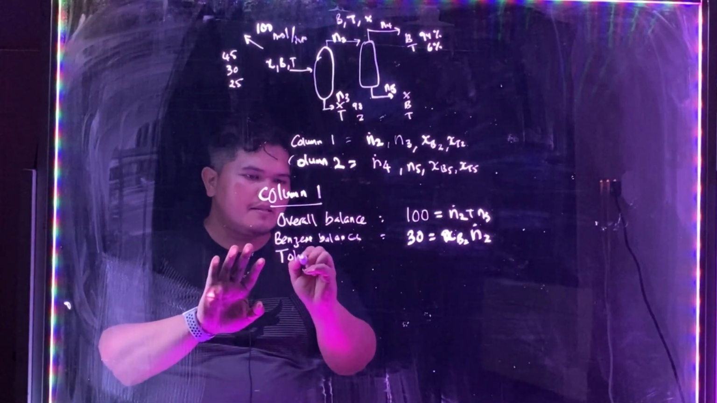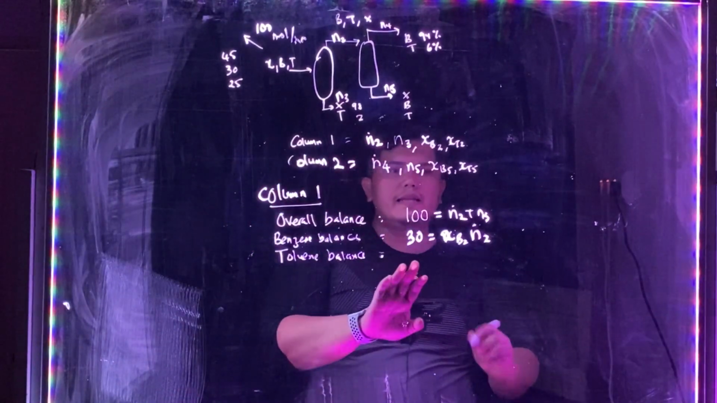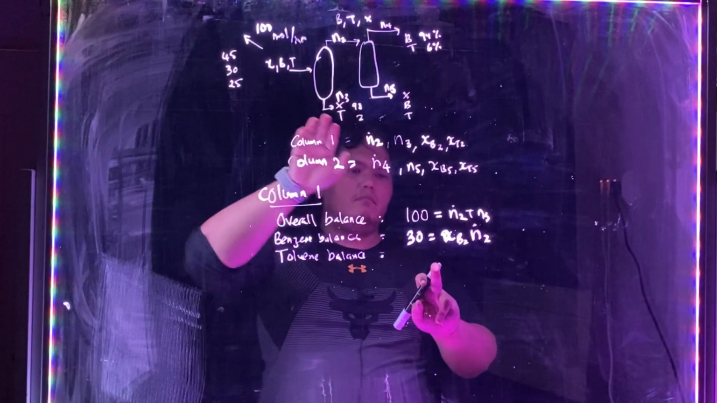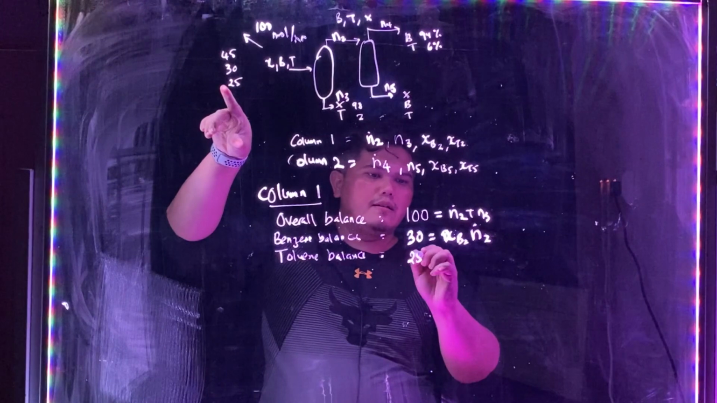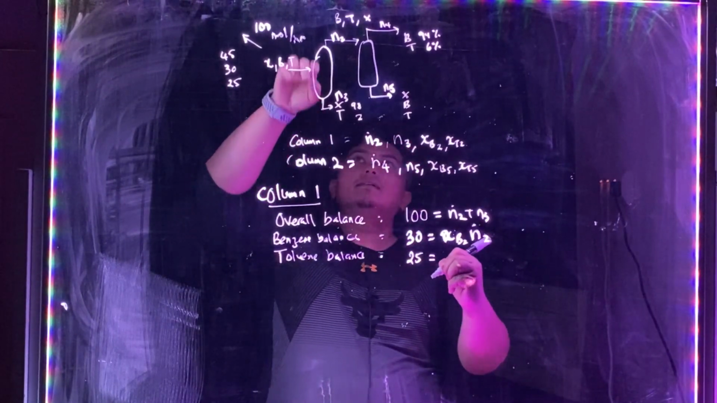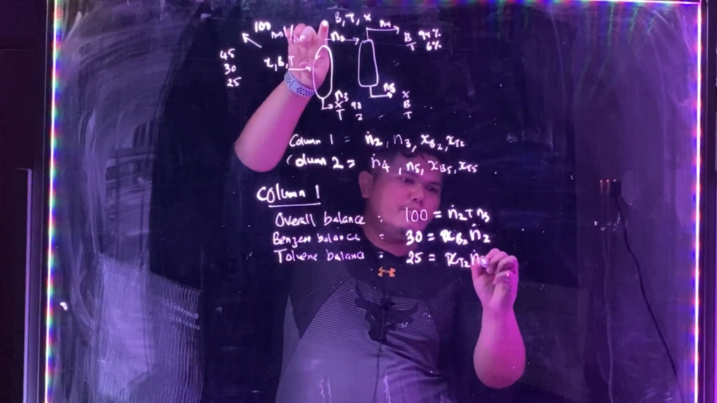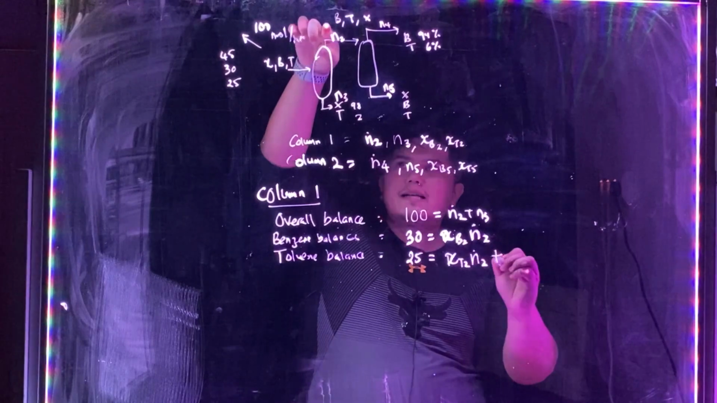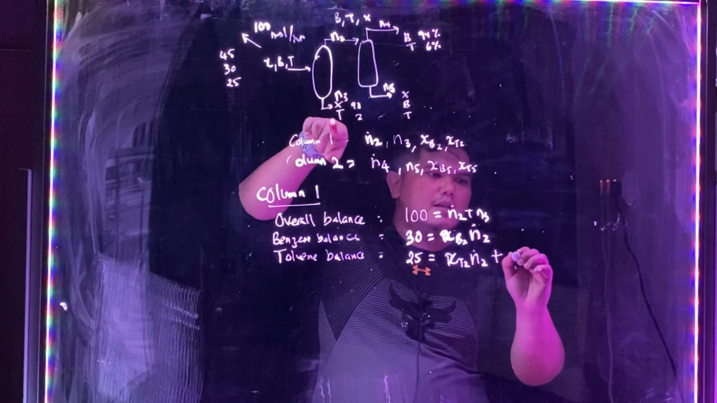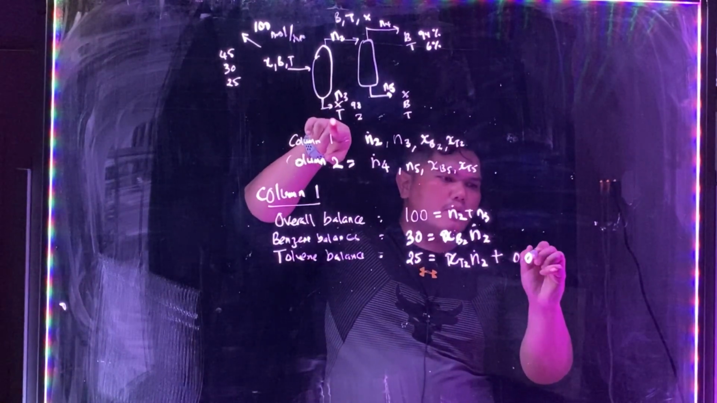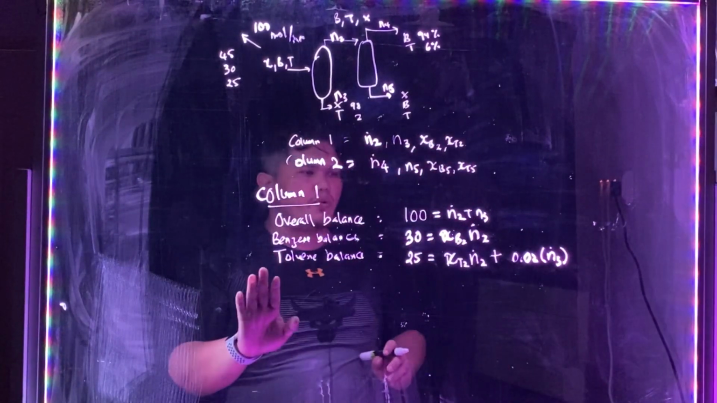How about your toluene balance? Okay, so for the toluene balance here, you have, let me put here, it's actually 25, equals XT2 N2, which is the top product, plus some amount of toluene at the bottom, which is 0.02 multiplied by N3. So this is your toluene balance.